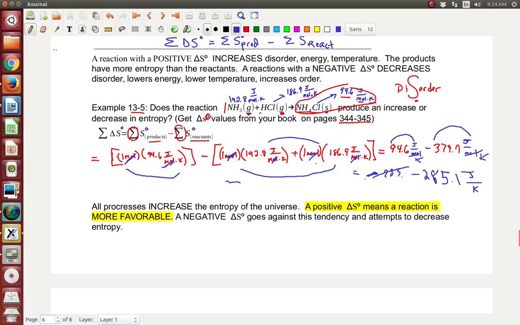Now notice that negative 285 means that we're decreasing our entropy. Entropy is disorder, and when we decrease disorder, we're increasing order. So a negative value decreases it, it goes against nature. A negative value goes against the tendency, and it attempts to decrease entropy, and that is not favorable. A negative delta S is not favorable. Favorable conditions are positive delta S. Okay, we're going to go on to the next one.